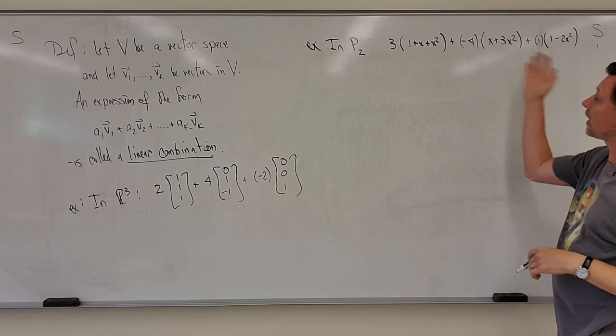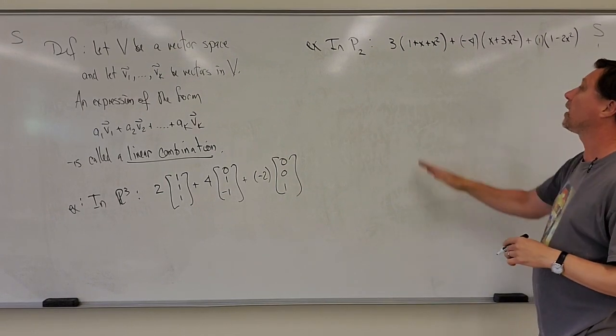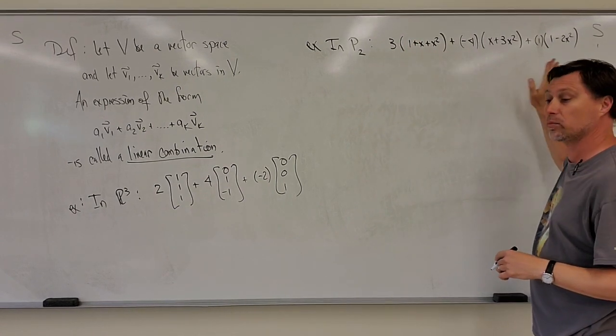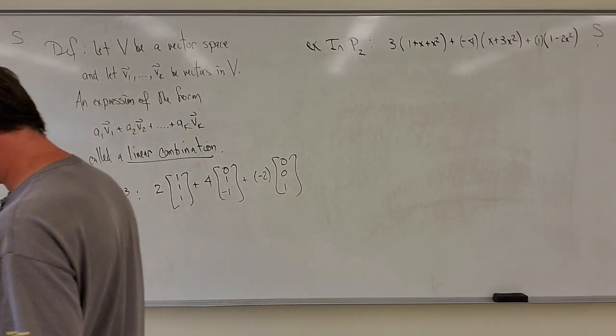All right, so there's an example. Yes, I did 3 pieces again. There's nothing special about the 3. It's just constant or scalar times vector plus scalar times vector plus scalar times vector. All right, so those are examples of linear combinations.